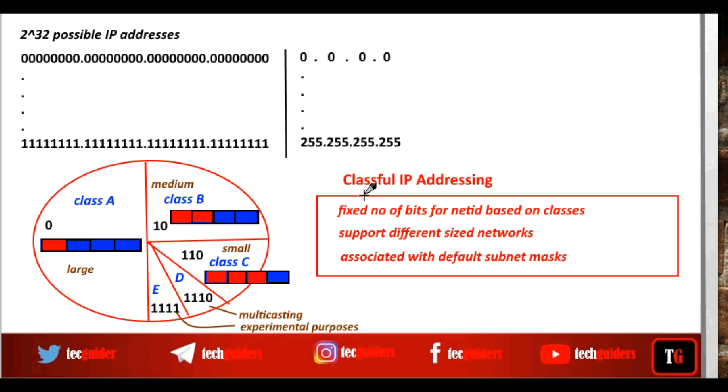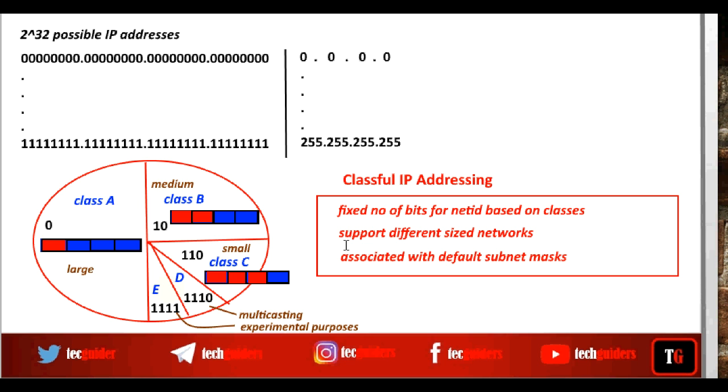Classful IP addressing was introduced to support different sized networks. Class A could support large networks, Class B could support medium-sized networks, and Class C could support small networks. Thus, classful IP addressing provided a simple design with somewhat reasonable flexibility to support different sized networks.